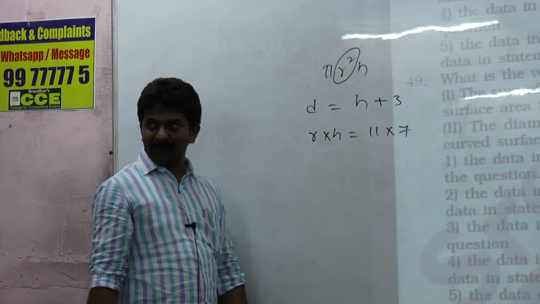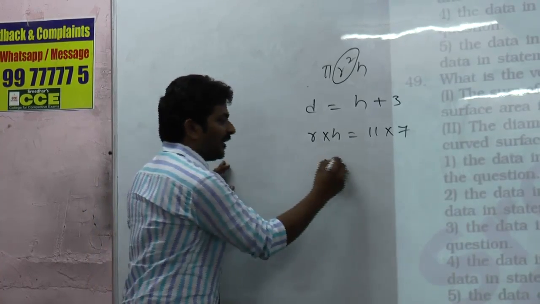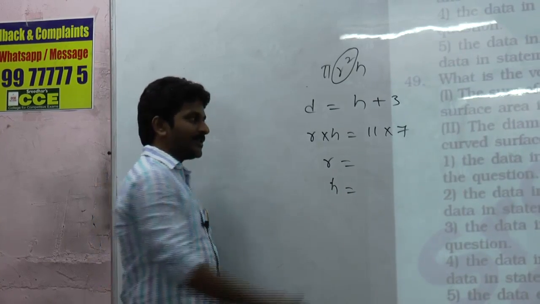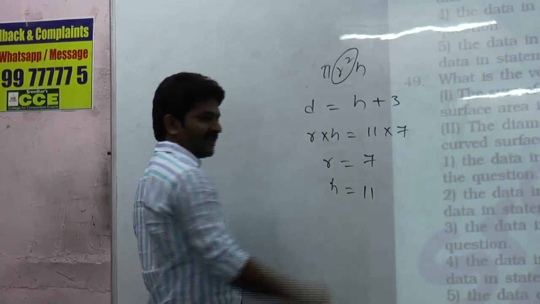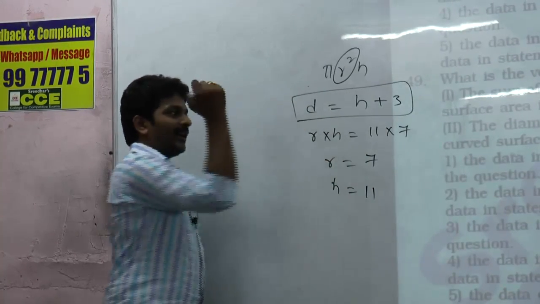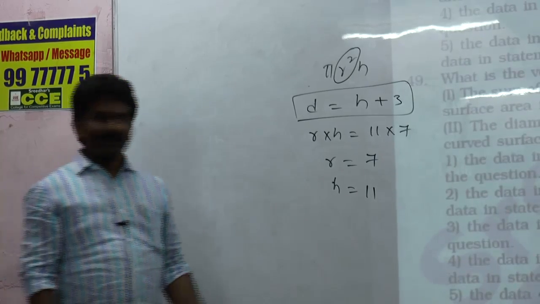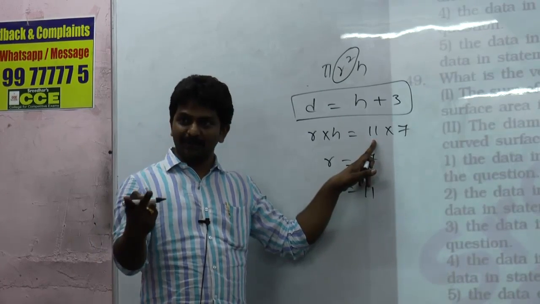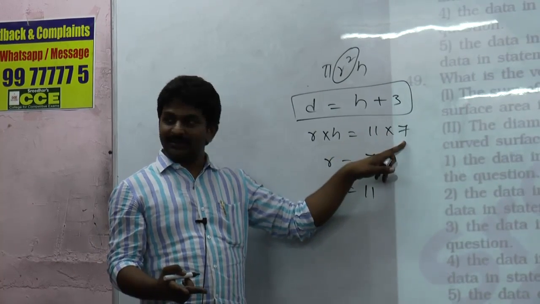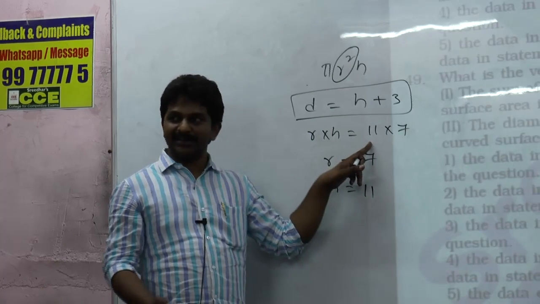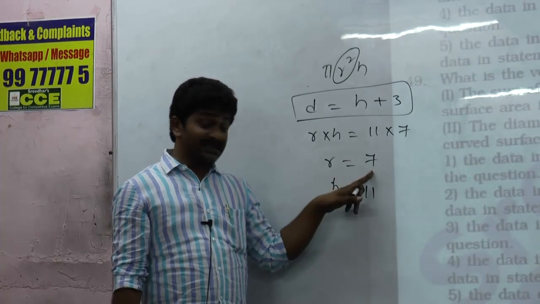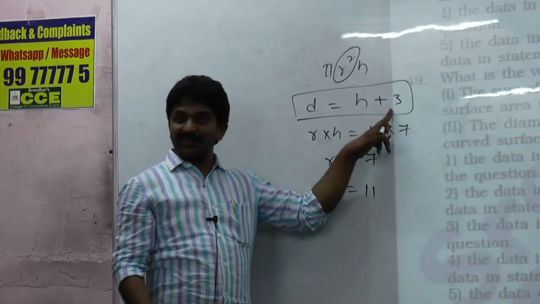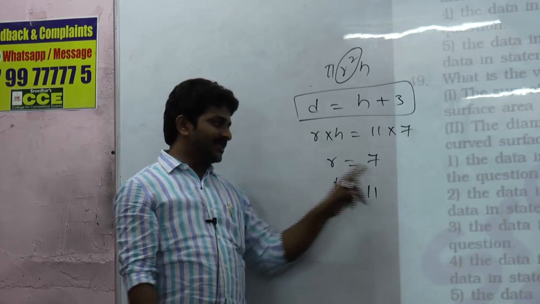The previous step only, right? From this, can you get radius and height individual values? Yes or no? Yes. Radius is 7, height is 11. Use this condition: diameter should be 3 meters more than its height. If radius is 11, diameter becomes 22, and 22 is not 7 plus 3. So you cannot take radius as 11. And if you treat radius as 7, diameter becomes 14. 14 is 11 plus 3. Satisfied. So radius is 7, height is 11.